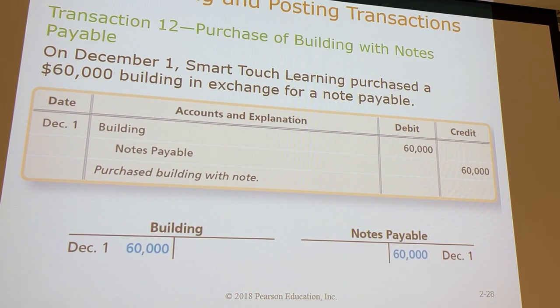Okay, then next, on December 1st, SmartTouch Learning purchased a $60,000 building in exchange for a note payable. So basically, they financed the purchase of the building with a loan. There was no cash involved in the transaction. It was entirely a loan. Yes. So if it was paid in cash, what would it be?